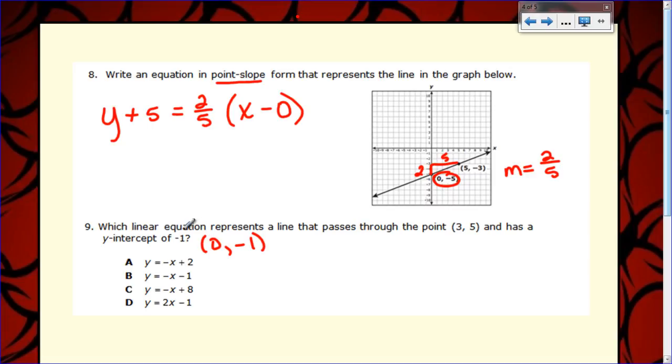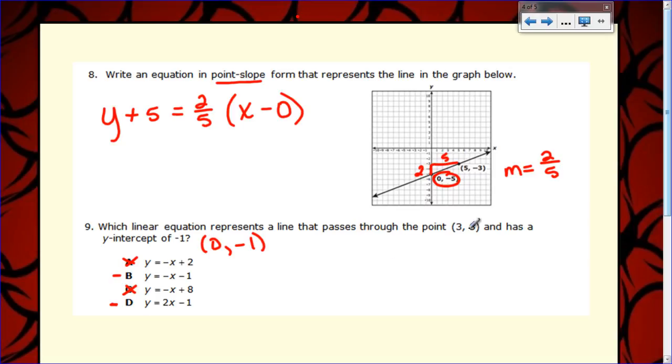But since I know that the y-intercept is -1, I can look at my answer choices and cross off the ones that don't have the right y-intercept. Well, A has a y-intercept of +2, so that's not going to be it. B has a y-intercept of -1, so it could be this one. C has a y-intercept of +8, so it's not that one. And D has a y-intercept also of -1, so it could be this one. So now what I have to do is figure out what the slope is.